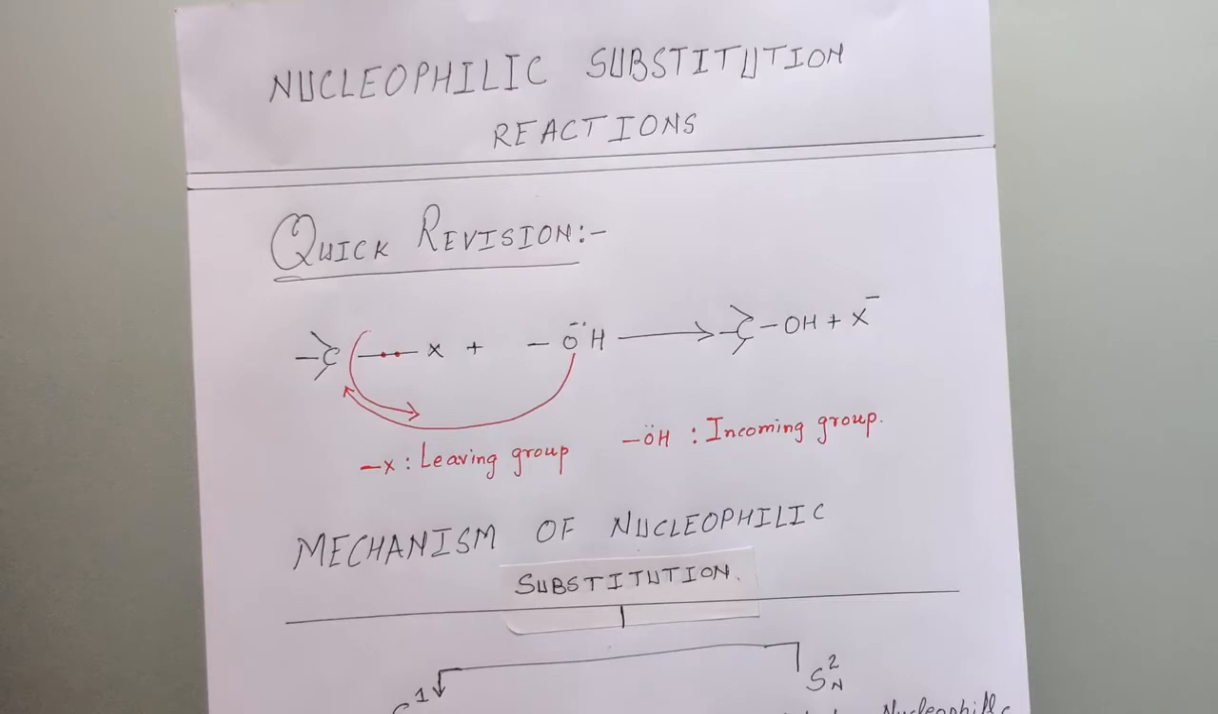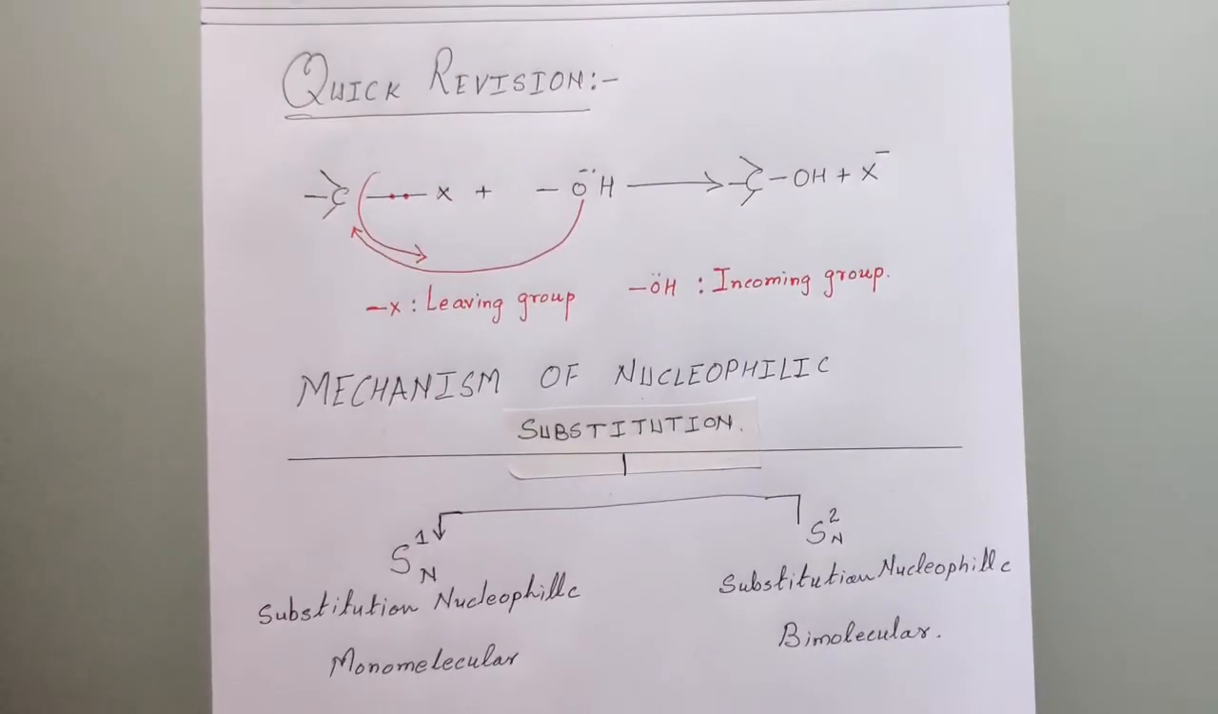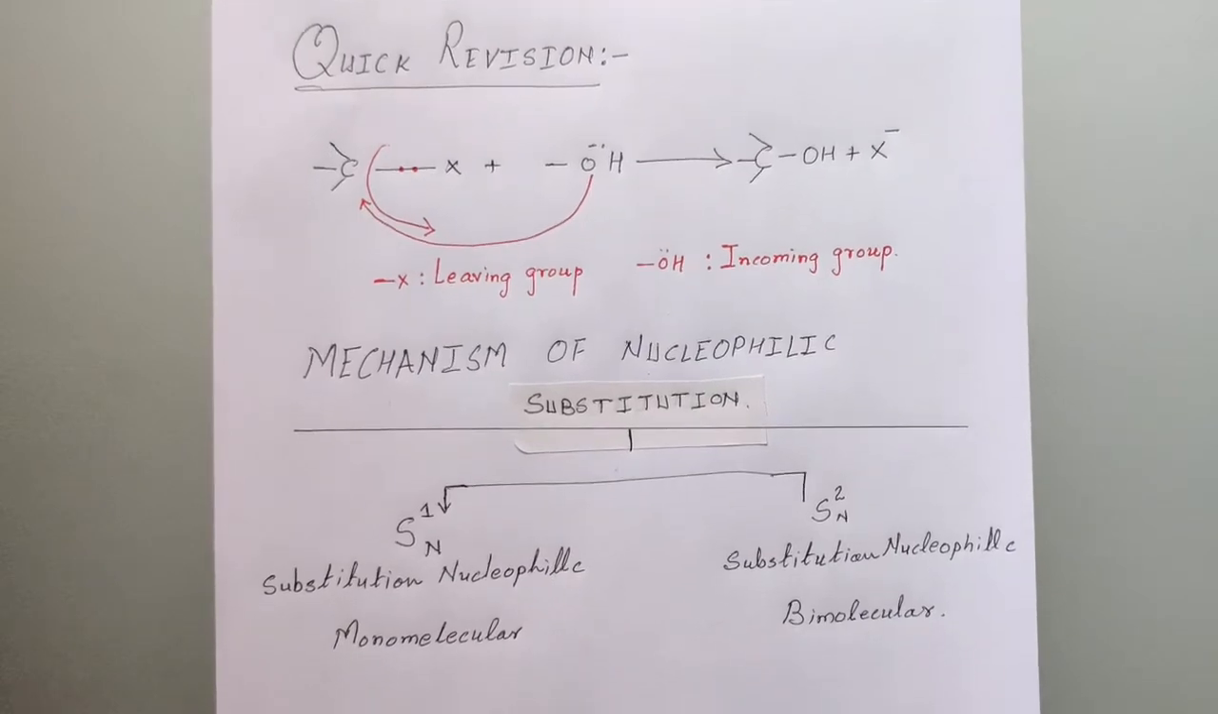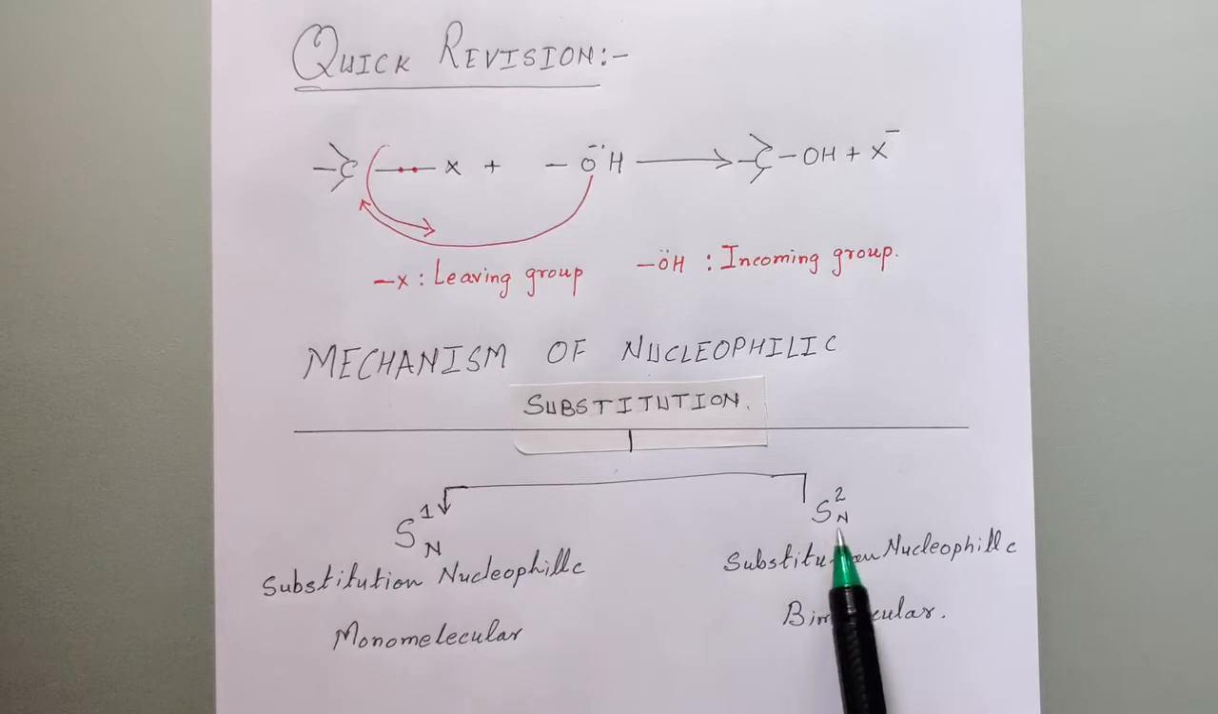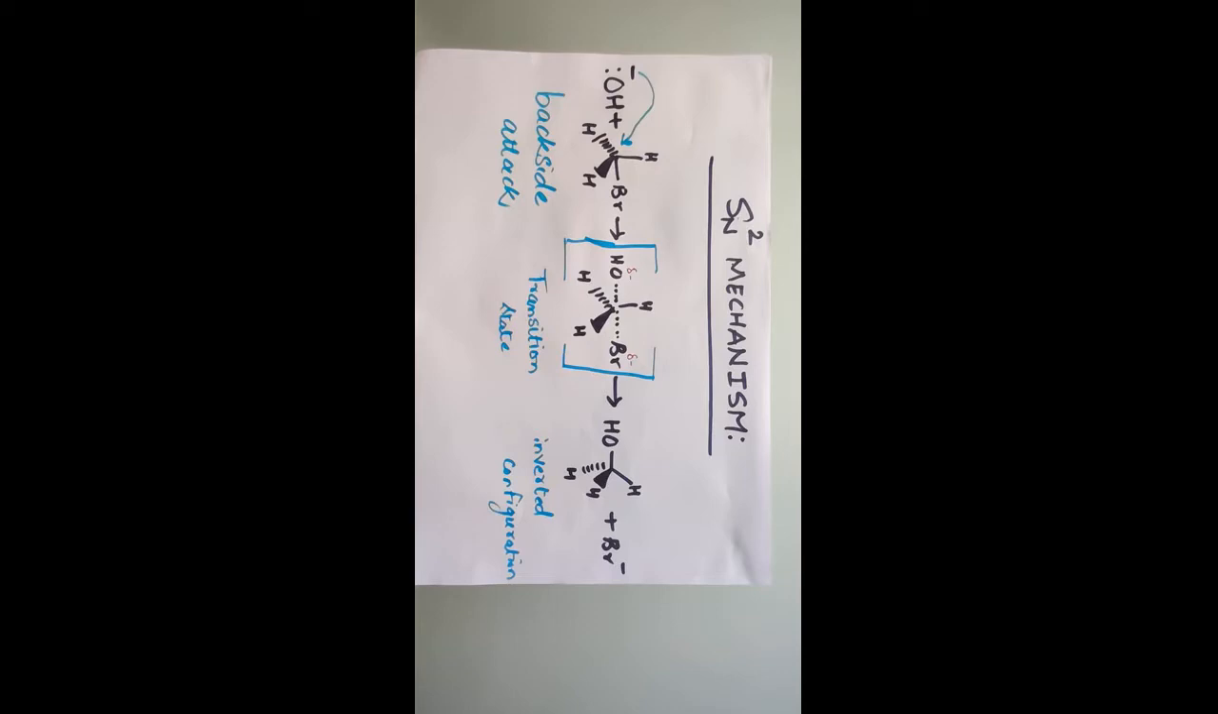Now, in detail, the mechanism of this nucleophilic substitution reaction, students, is divided into two parts. As you can see over here clearly, students, it is known as Sn1 and Sn2 reaction, students. Can you see over here clearly? Sn1 and Sn2, students. S stands for substitution, N stands for nucleophilic, and 1 stands for monomolecular. Similarly, S substitution, nucleophilic, and 2 stands for bimolecular. So, in this topic, you have two types of mechanisms to study, that is substitution nucleophilic monomolecular and substitution nucleophilic bimolecular.